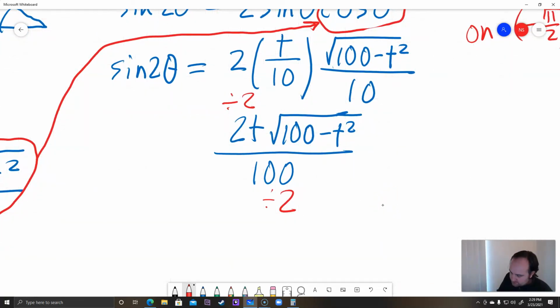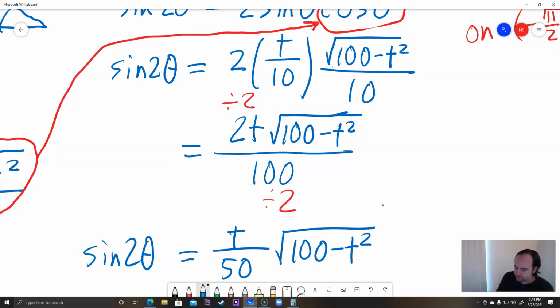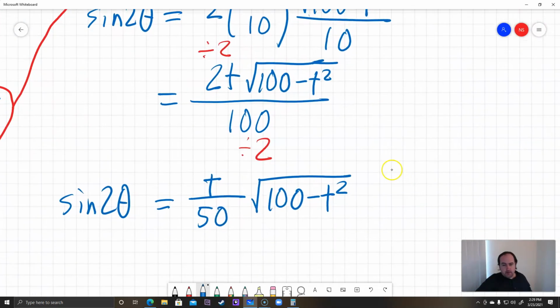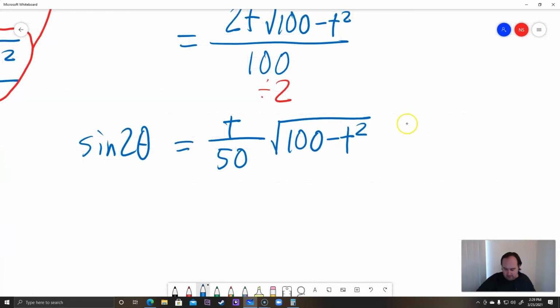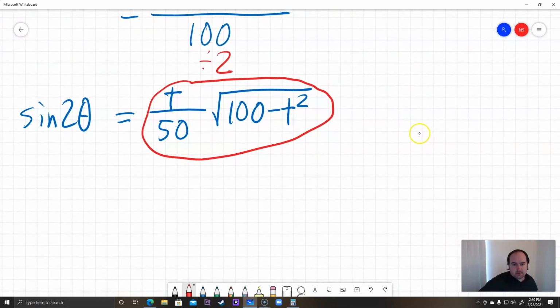After we do that, we're going to have a 50 in the denominator. All right, so we get sine of 2 theta equals, we're going to write it the same way they do on MyMathLab, so t over 50 times the square root of 100 minus t squared. So there's our sine of 2 theta. That was a lot of work, wasn't it? Okay, so we're now going to plug this whole expression in for sine of 2 theta, and then we're going to have our answer.